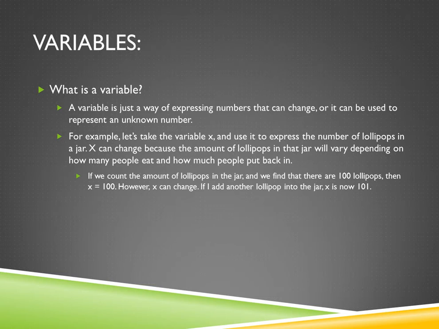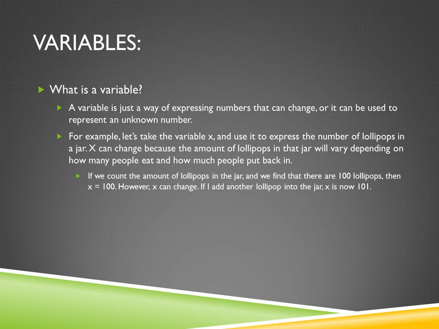What is a variable? A variable is just a way of expressing a number that can change, or a variable can be used to represent an unknown number. They don't really mean anything by themselves, but you can assign them a meaning. Let's start with an example. Let's take the variable x. We just write down x on your paper, and it doesn't mean anything. It's just a letter. But now let's give it meaning.